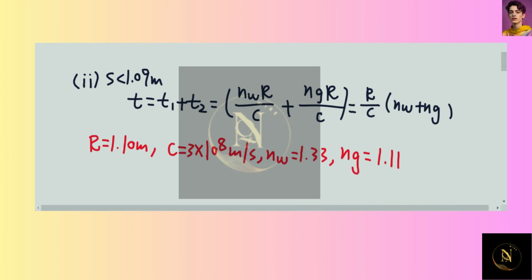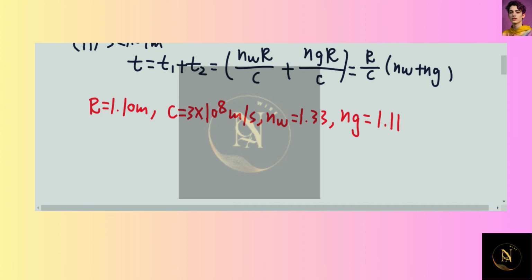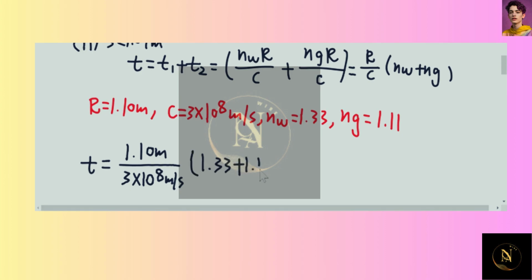We know R, which is the radius, is 1.10 meter, and C is the speed of light. NW is the index of refraction in water, which is 1.33, and NG is the index of refraction in a gas, which is 1.11. So now let's determine the minimum time in this case, which is equal to 1.10 meter over 3 times 10 to the power of 8 meter per second, and then times 1.33 plus 1.11.